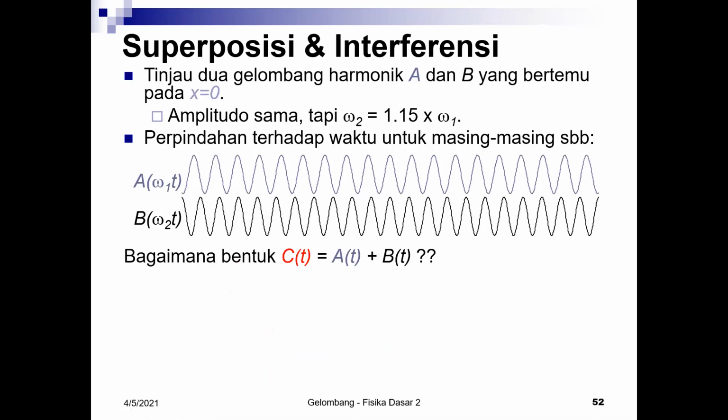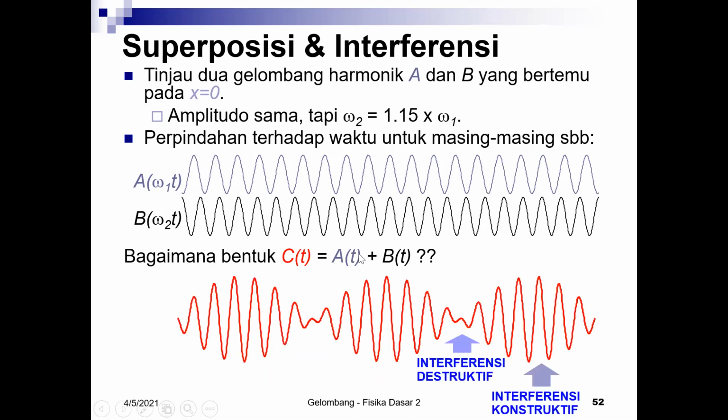What is the physical meaning of this superposition, this interference? Interference can be viewed as the superposition of two or more wave functions. So, for example, if we have this omega 1 and omega 2, if we take omega 2 as 1.15 times omega 1, this B here, how about this superposition? The wave function looks like this.